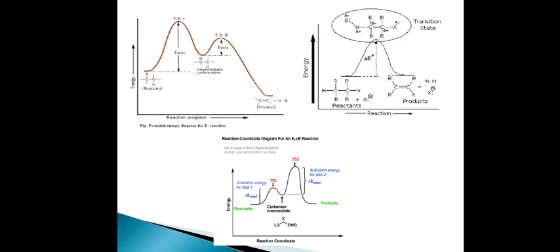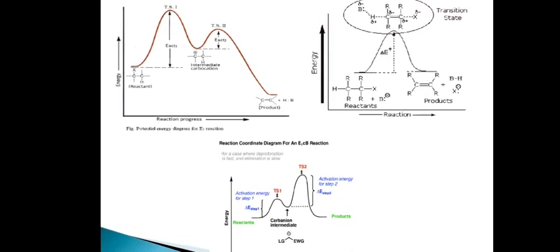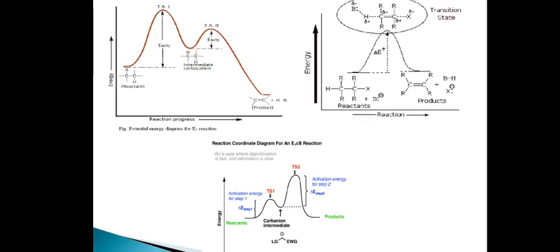Okay, so let us take the comparison of the energy level diagrams. See here, you find that there are two peaks for the E1 mechanism. For E2 there is a single peak present, and for E1cb you find that the first one is a small one and the second one is of larger activation energy.